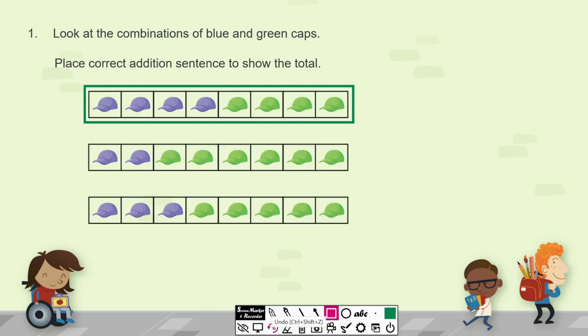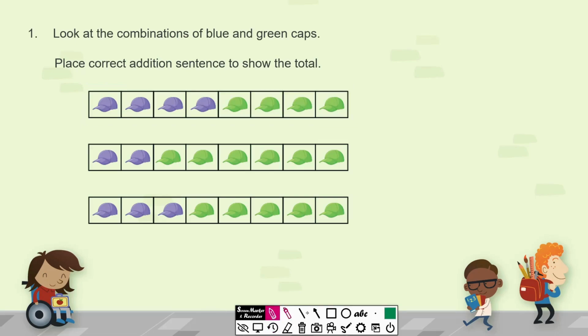Now we have few blue caps here. These are blue caps. How many are they? 1, 2, 3 and 4. And we have few green caps. How many are they? 1, 2, 3 and 4. So we have 4 blue caps and 4 green caps.